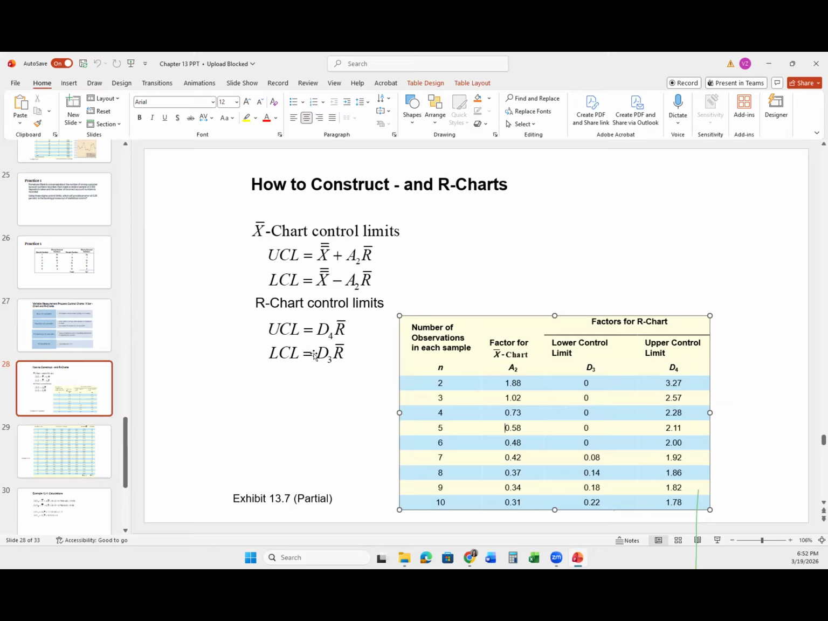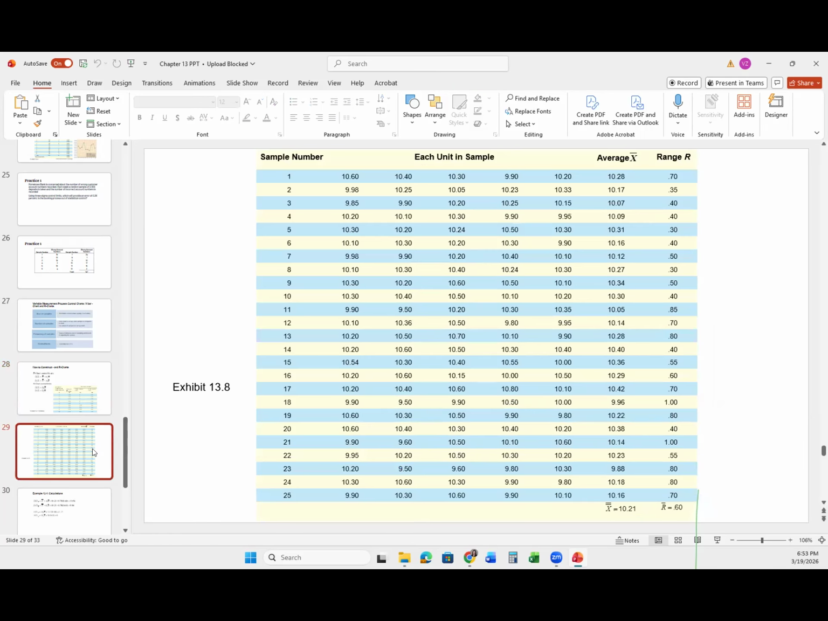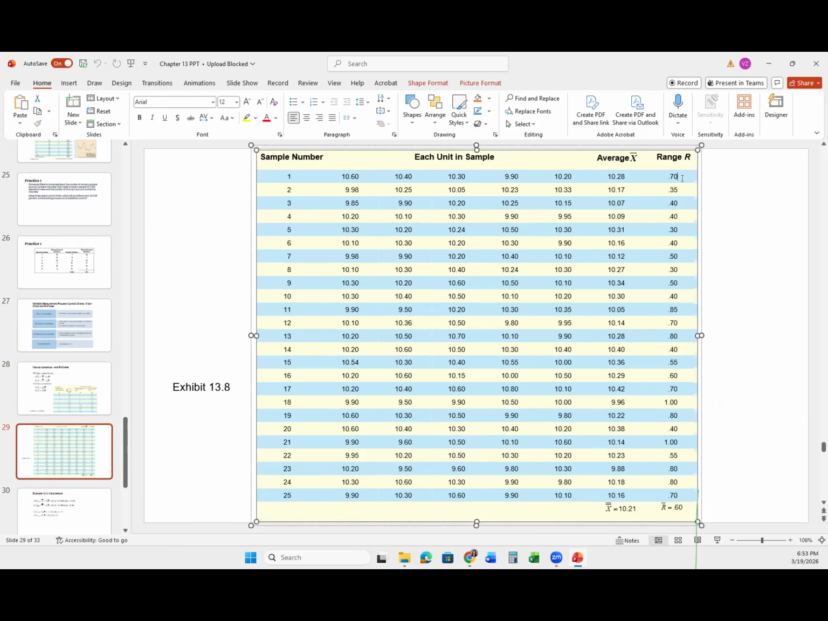Except for those constants, you also need to find the average of X and the average of R. If you do the R chart, then you just need to find the R bar, which is the average of R. So what is the average of R? R here represents the range.